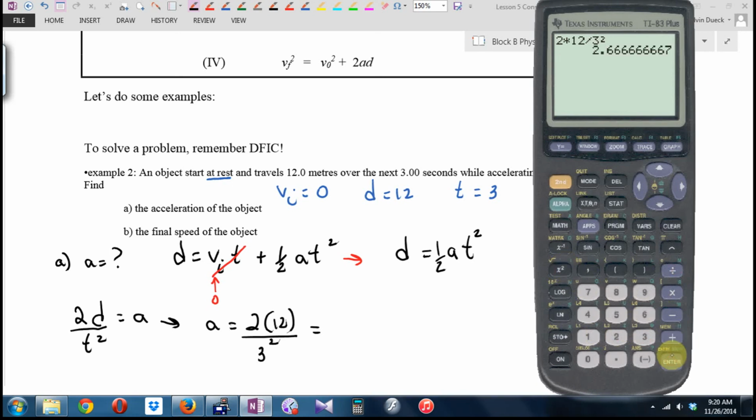How many sig figs? Well, how many sig figs did they give me for the distance? Not 2. 3. How many sig figs did they give me for the time? 3. How many sig figs should I go with in my answer?